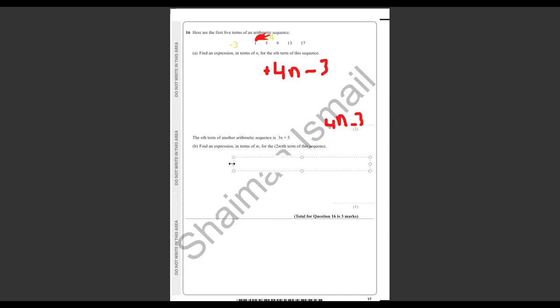It will be 3 multiplied by 2m. Then we complete the rest, plus 5. Then we expand it: 3 times 2 will be 6m plus 5. That's all. Just following steps. So that is the answer: 6m plus 5. And make sure that you solve all the questions on the page and move to the next.